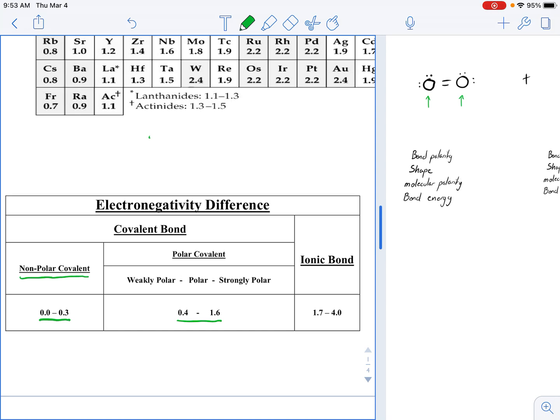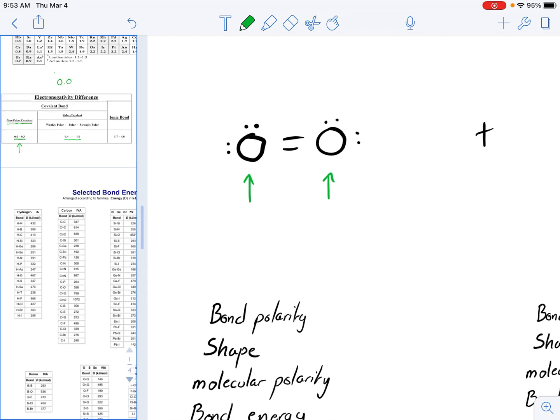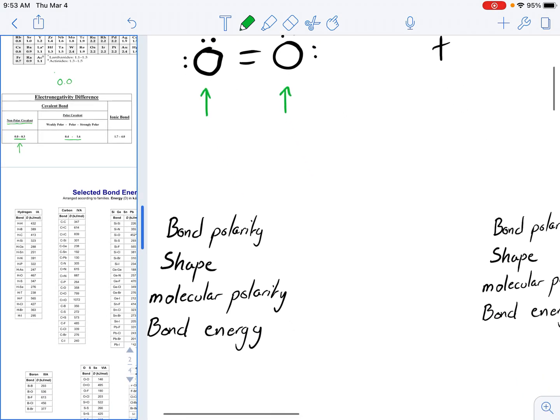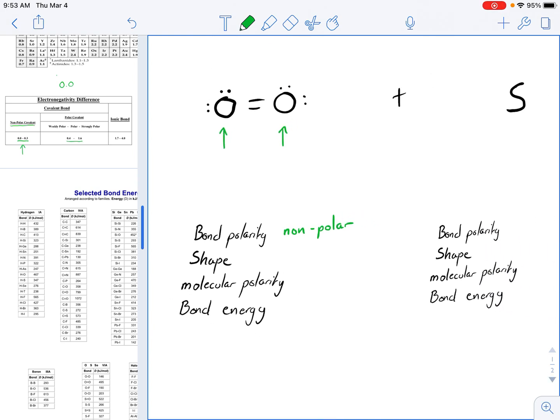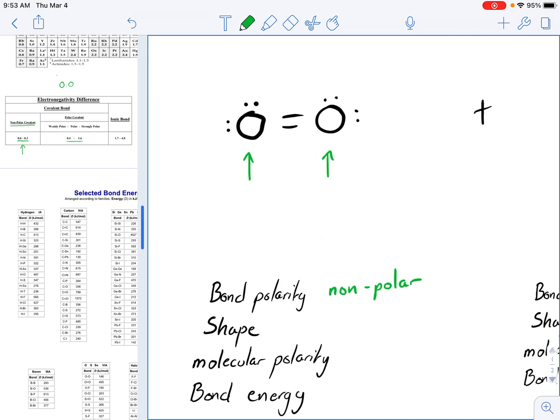So if we've got a 0.0, we're going to fall into the non-polar covalent. So we're going to write down for our bond polarity, non-polar. Great, so that's our first step done. Next thing we're going to do is look at the shape of our molecule.